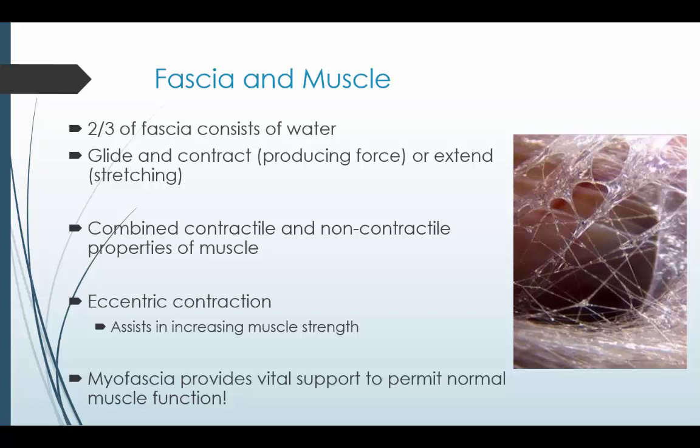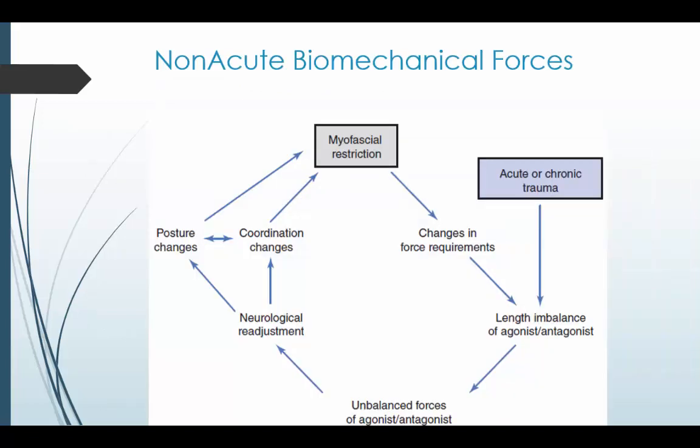Myofascia maintains an intimate relationship with the muscle it covers and surrounds. The muscle and the fascia provide the combined contractile and non-contractile properties of muscle. Myofascia increases muscle strength during eccentric contractions, and the myofascia provide vital support to permit normal muscle function. When injury or unbalanced biomechanical forces are applied to myofascia, muscle function is impaired. This impairment leads to pain, loss of motion, and reduced functional performance.